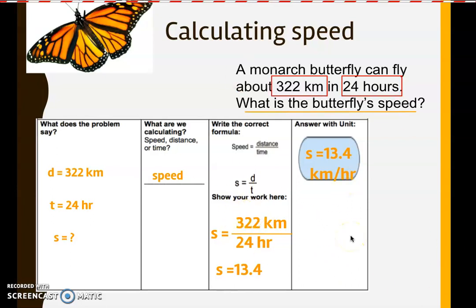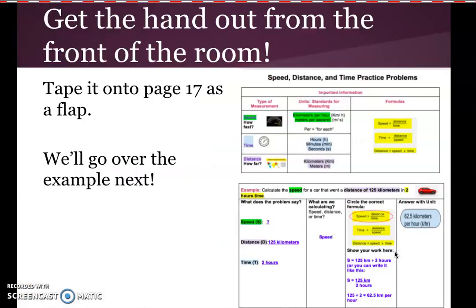So this example problem, you could have jotted down in your notebook, but you don't need to, because I actually have an example problem for you that you can pick up from the front of the room. There's a nice handout there for you that summarizes speed, time, and distance, the units that we use for them. So the units for speed, the units for time, the units for distance, and our 3 different formulas, all on this nice handy sheet, as well as an example problem that I'll go over in a moment. But take a moment right now, pause the video, and go grab this, tape it into your notebook as a flap, so it's a book page that you can see underneath.